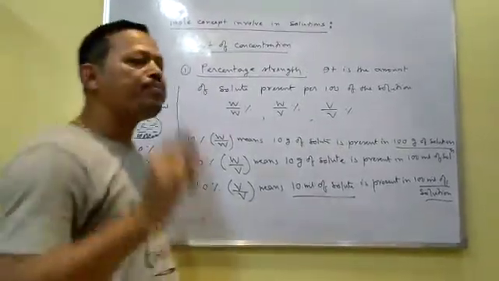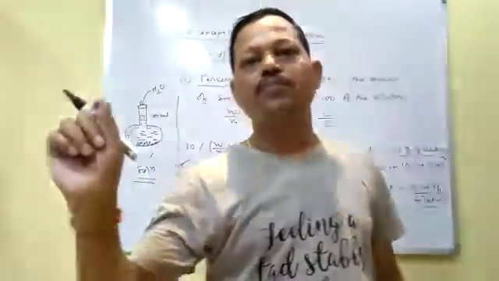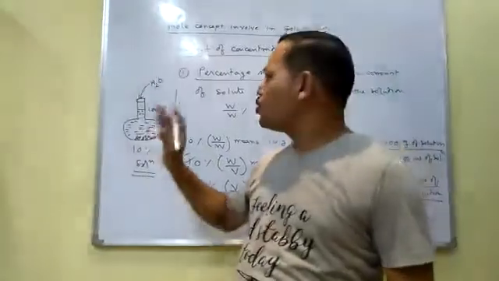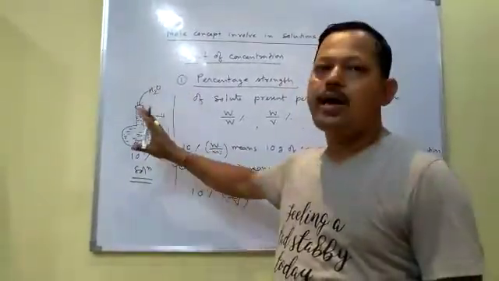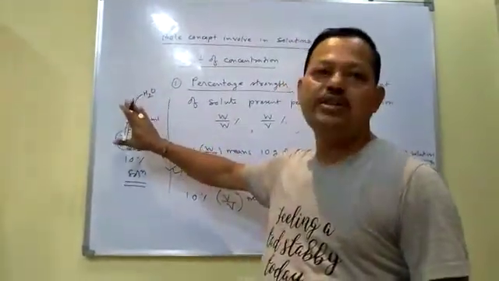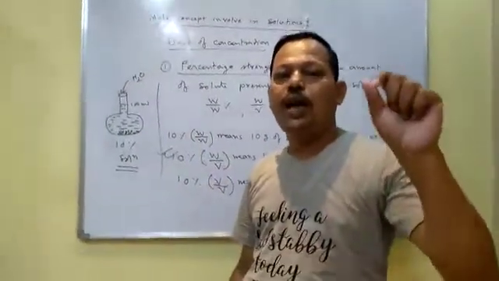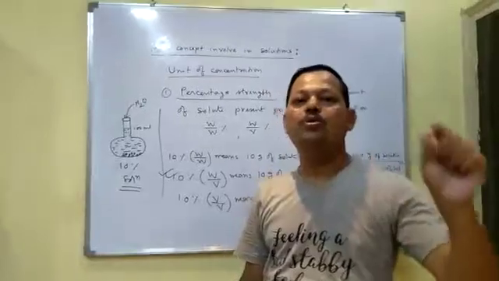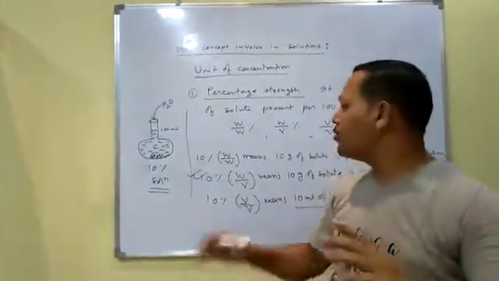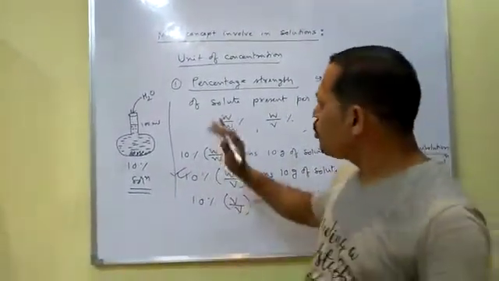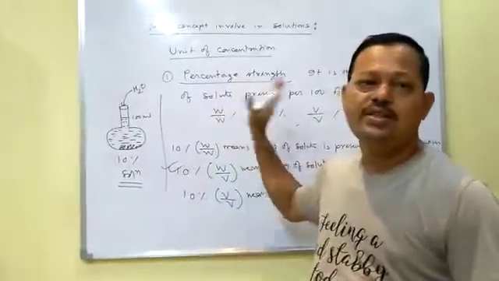So like this way, if your solute is solid, solvent is liquid, to prepare the solution always you have to use this type of volumetric flask. Without volumetric flask you cannot find out the amount of water, the amount of solvent, how much amount of solvent you have to take, you cannot find out. So this is about the percentage strength.